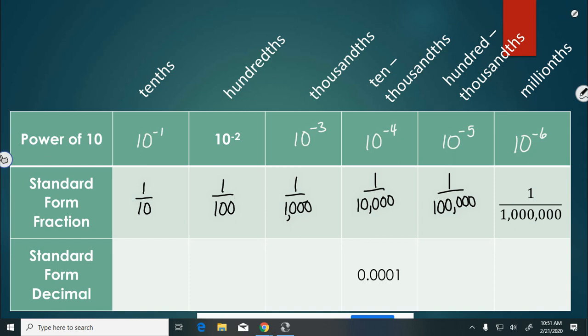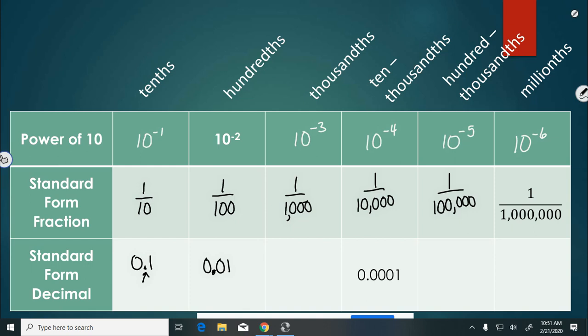All right, and then we're going to take that and write it as a decimal. So 1/10, you all should know, is 0.1. If we erase this decimal here, it would look like a 10 backwards. 100th is 0.01. And again, if I got rid of that decimal, it would look like a 100 backwards.